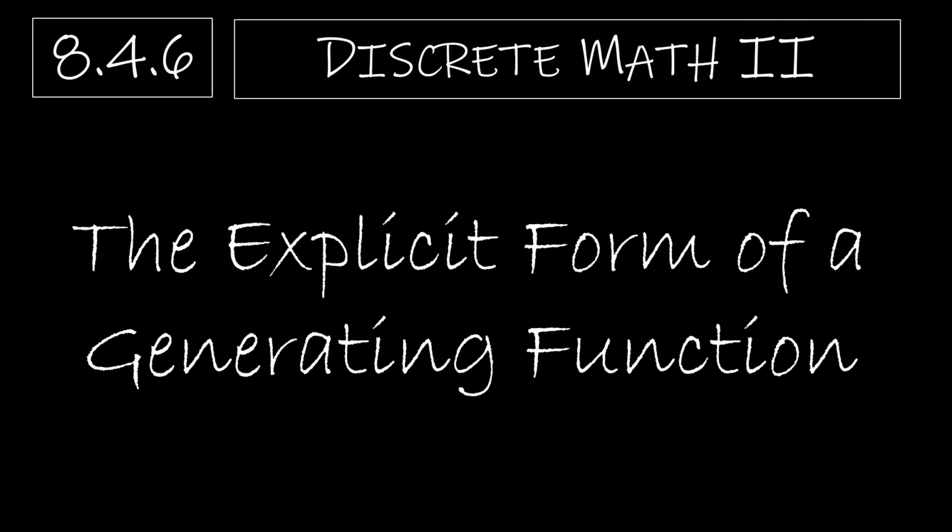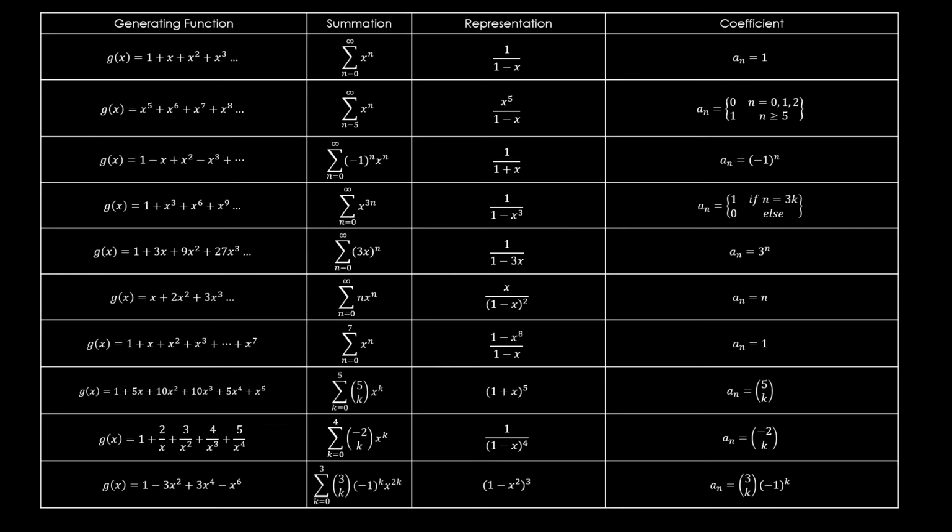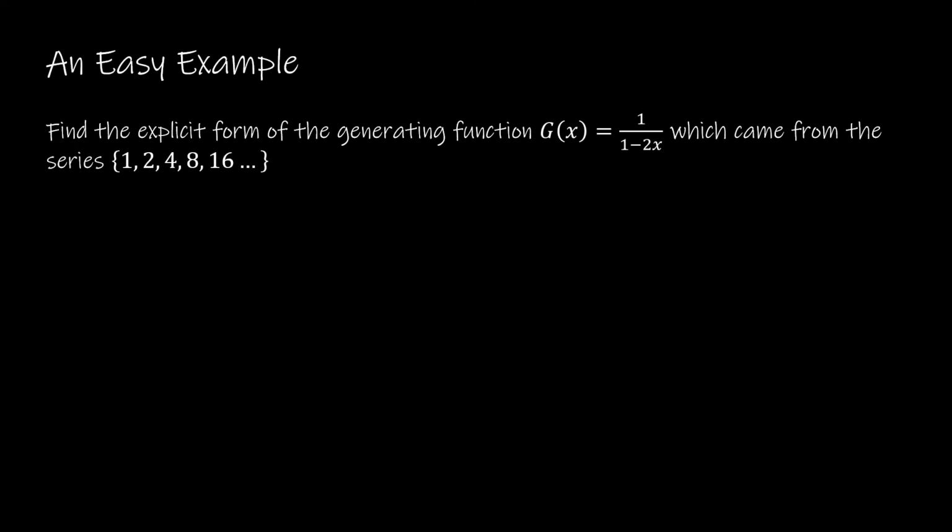Let's take a look now at how to find the explicit form of a generating function. Again, I've included this just for your reference. I would certainly look back at this whenever necessary. We're going to start with the easiest of examples because in this example I actually don't have to do any work. So you might find yourself lucky to try to find the explicit form of a generating function that we already are familiar with. In this case we have the generating function 1 over 1 minus 2x, which we can find from the series 1, 2, 4, 8, 16, and so on.